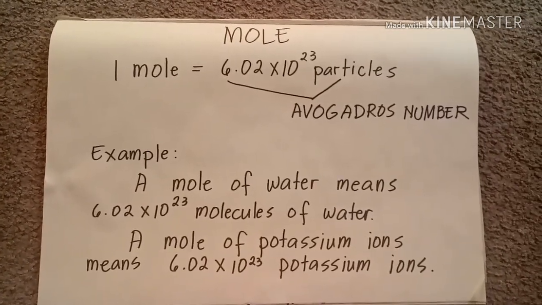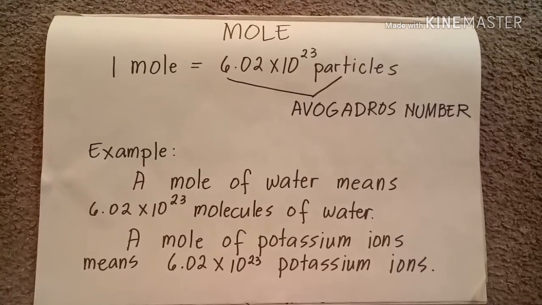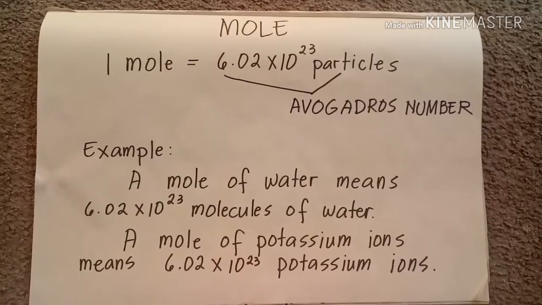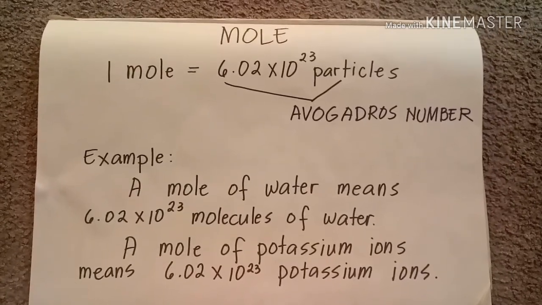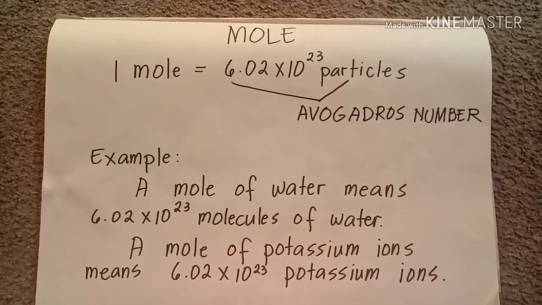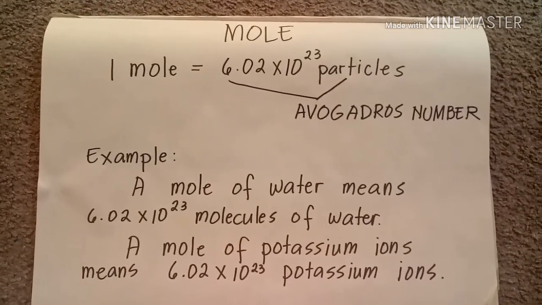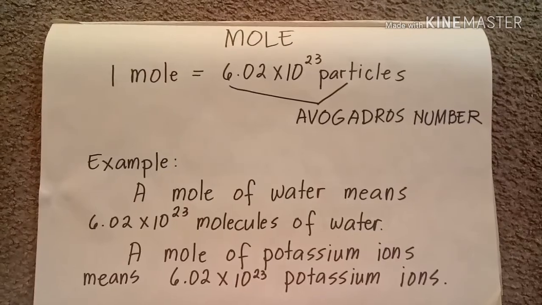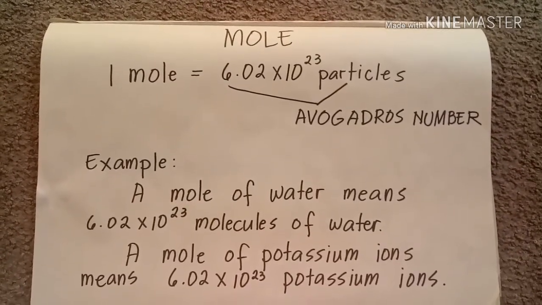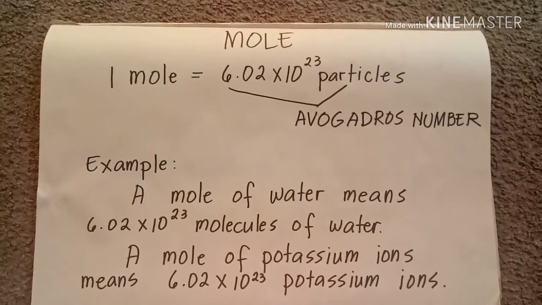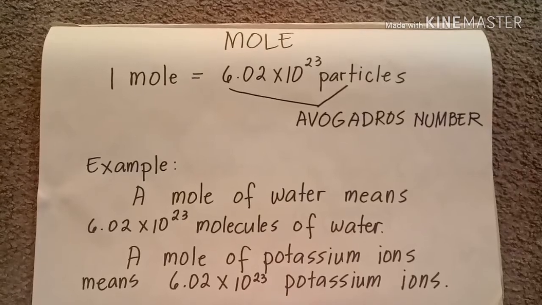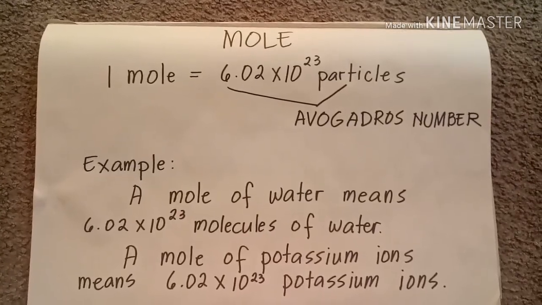Mole is a counting unit in chemistry. 1 mole is equal to 6.02 times 10 to the 23 power particles. That is Avogadro's number. So whenever you are expressing something in chemistry, you use the word mole. Example, a mole of water means 6.02 times 10 to the 23 power molecules of water. And also a mole of potassium ions means 6.02 times 10 to the 23 power potassium ions.